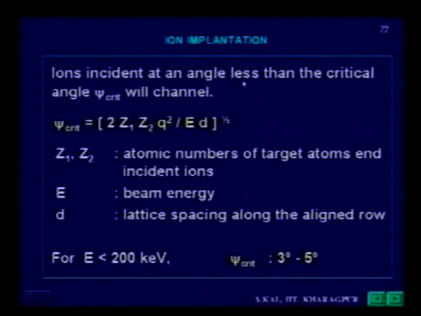Target atom means the silicon substrate, and incident ion means the impurity ions, either boron, arsenic or antimony, etc. E is known as the beam energy, and d is the lattice spacing along the aligned row. Lattice spacing is d. q is the electronic charge.